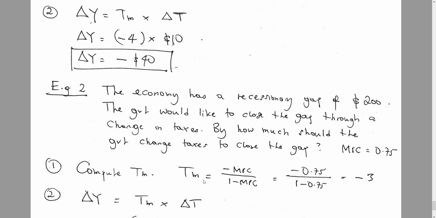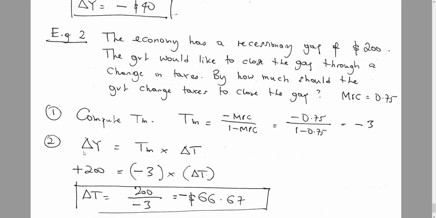So again, we're talking about taxes here, so we need to calculate the tax multiplier first. In this case, we have negative 3. Now, when we get to this formula here, what we have is the target change in real GDP that we want, because we are $200 below our potential GDP. So the goal here is to increase GDP by $200. It would be wrong to put minus 200 here just because we say recessionary gap. No, the goal is to go in the opposite direction by increasing GDP by $200.